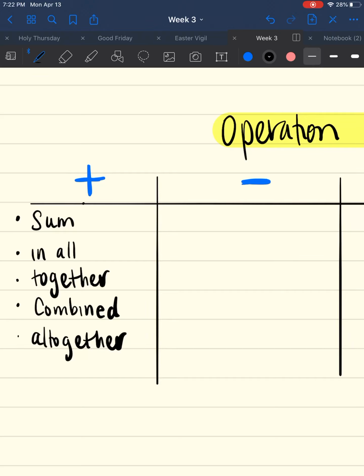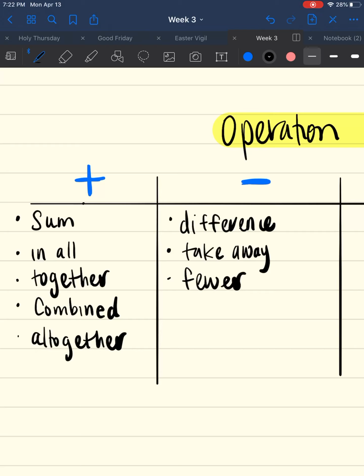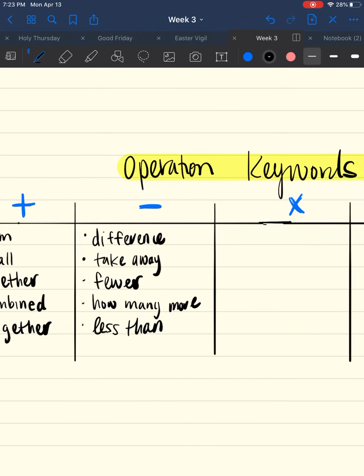Now let's take a look at subtraction. You might see the word difference. Another word could be take away. Fewer. How many more? Another one could be less than. And remember, these are just some, they're not all. And as you are doing your word problems, you can also add some of your own.